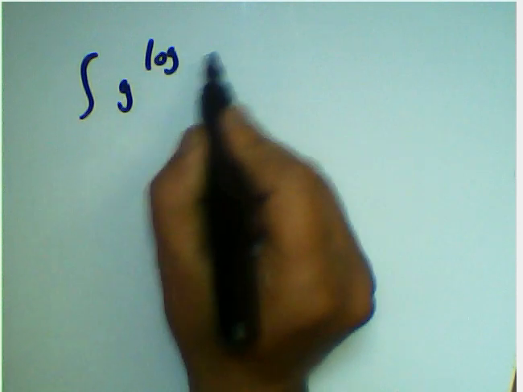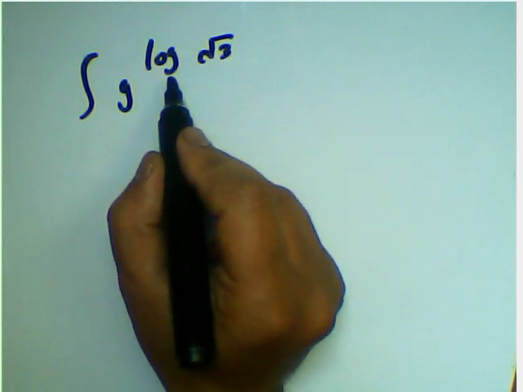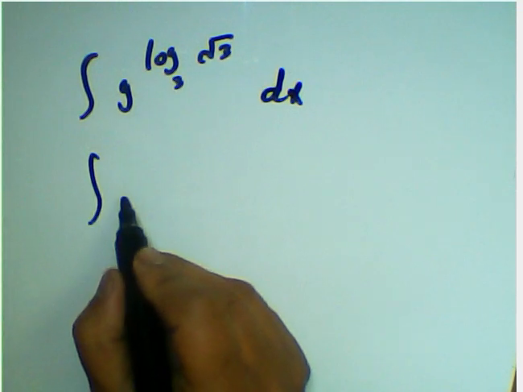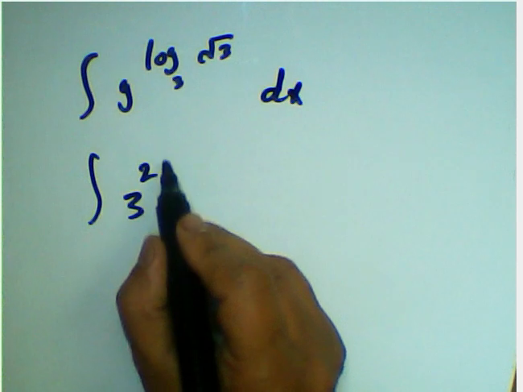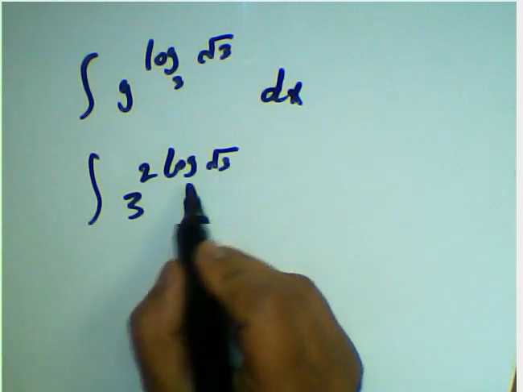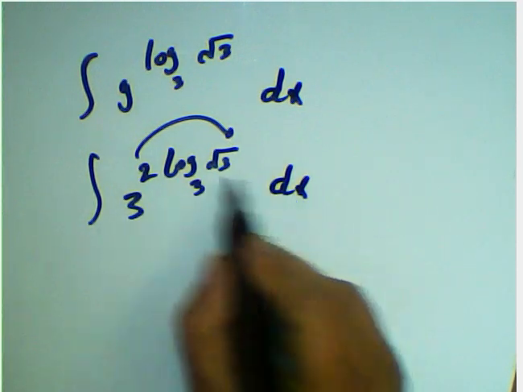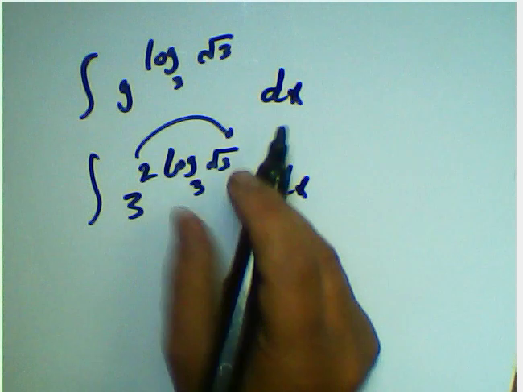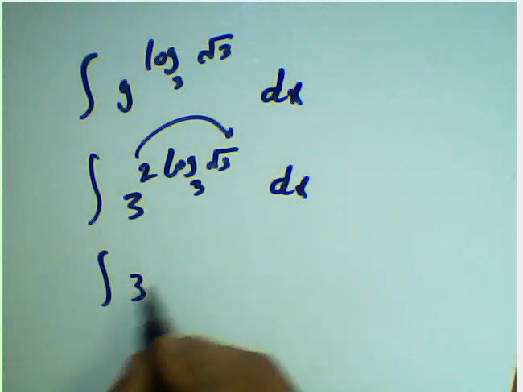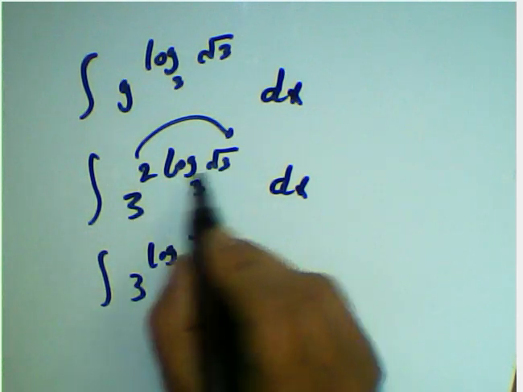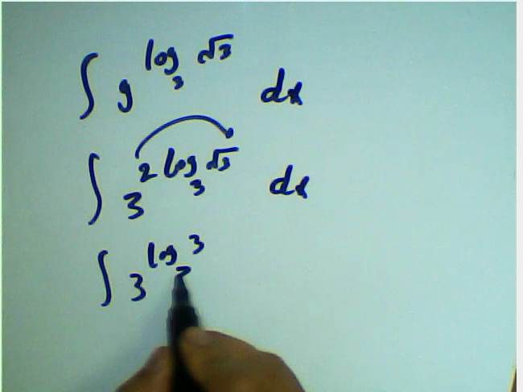Next question: integration of 9 power log root 3 to the base 3 dx. Okay, 9 equals 3 power 2, multiplied by log root 3 to the base 3, and we can move the 2 up to the power, so 2 times root 3 will be... then integration of 3 power log 3 here, because root 3 power 2 equals 3, to the base 3 dx.